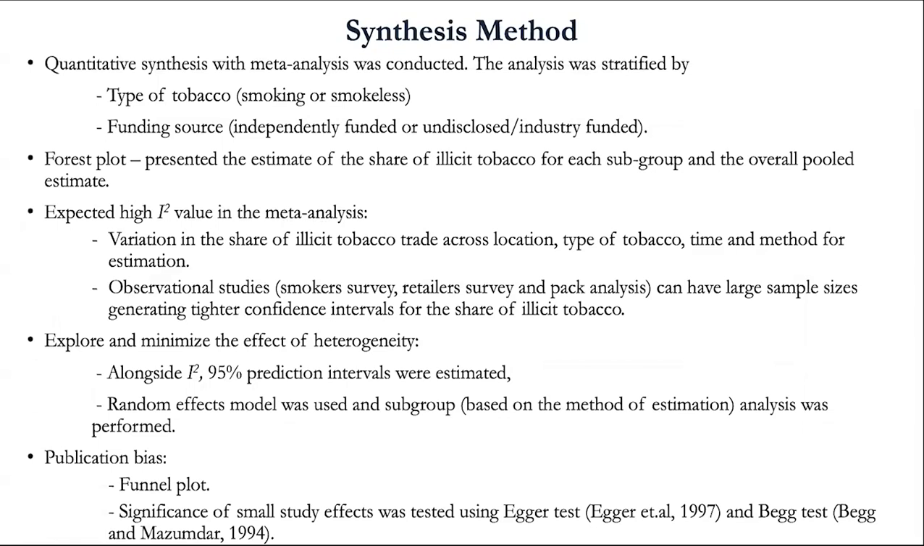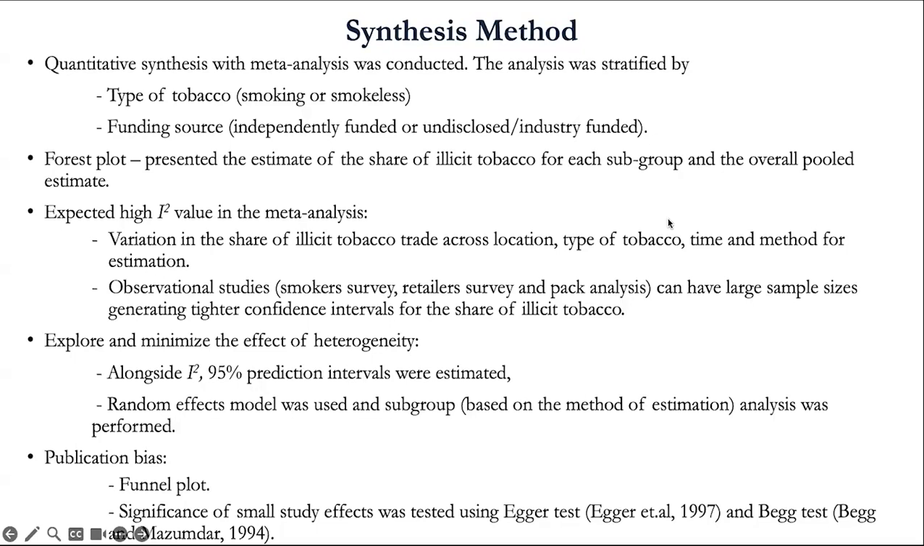Now, for the synthesis method, I have used quantitative synthesis with meta-analysis. The meta-analysis was stratified by type of tobacco. I mean, I have done the meta-analysis depending on whether the tobacco is smoking or smokeless. And obviously, we also stratified the analysis depending on the funding source. So we have analyzed the independently funded studies separately from the studies where the funding information was undisclosed or the funding came from an industry source. And the share of illicit tobacco for each subgroup and the overall pooled estimate was presented using a forest plot.